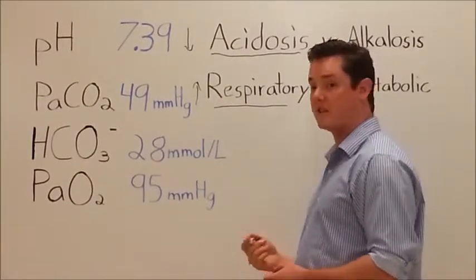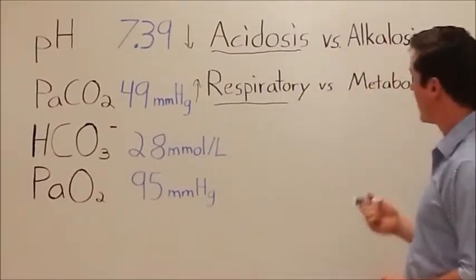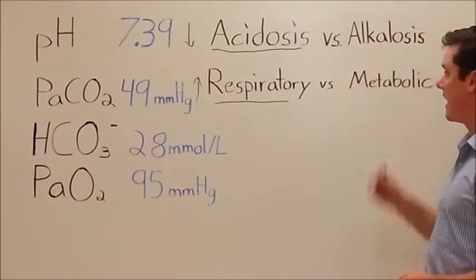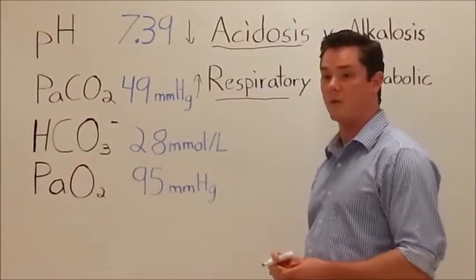So for our compensation, we look at our bicarbonate. That's also high, so we know our compensation is metabolic alkalosis. And since our pH is back in a normal range, we know we're fully compensated.